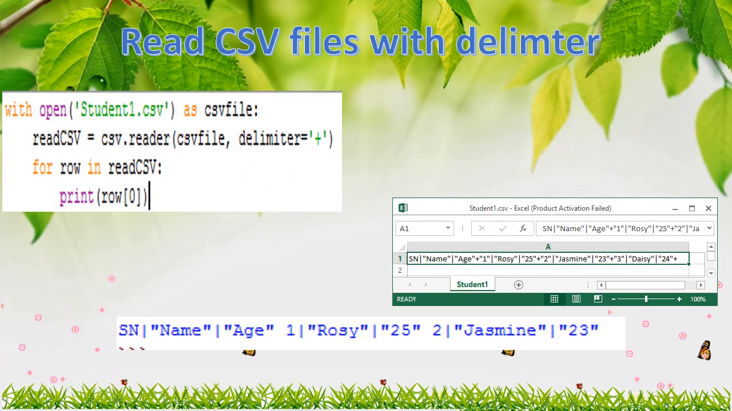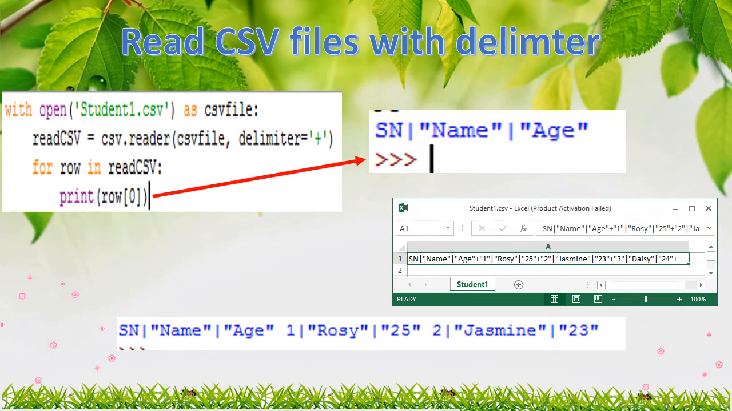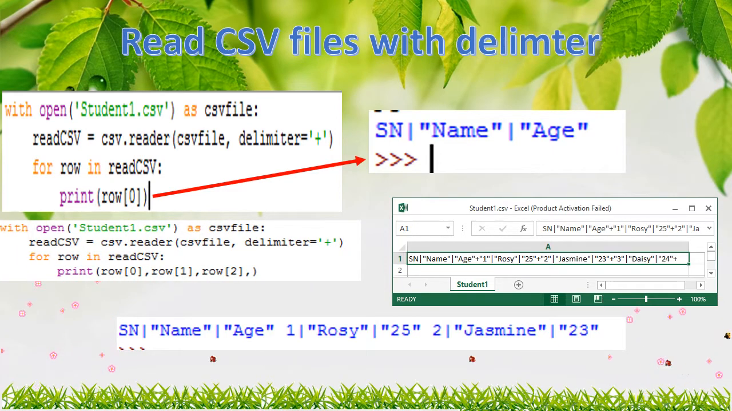And here the same method I'm using, but for printing alone I have given row of 0. Actually the file contains 3 rows in a single line. It will be separated by the delimiter. So row of 0 means it will take serial number, name, age. And row of 1 means it will consider 1 Rosie 25. And row of 2 means it will consider 2 Jasmine 33.